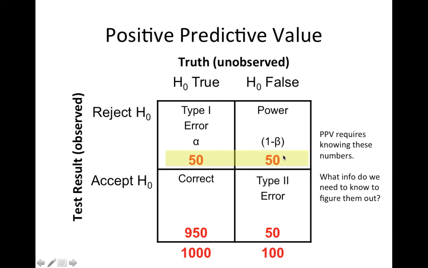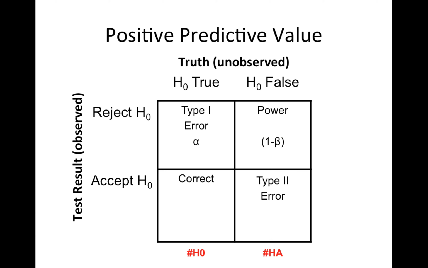Okay, so what information do we need to know to figure out these numbers? Well, we need to know our type 1 error rate, which we know. We need to know the power, which we can estimate, and we need to know the true number of tests where the null is true and the true number where the null is false. So I'm going to call that number H0. So number H0 is the number where the null is true. Number HA is the number where the null was false.